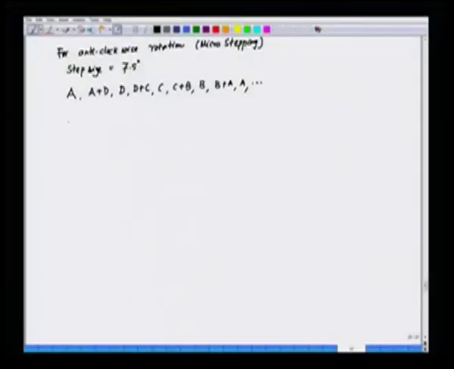So, we will be discussing right now about a multiple stack or multi stack variable reluctance stepper motor.